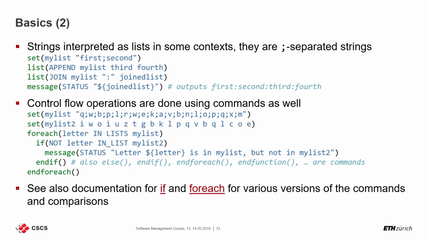Then, like in other programming languages, you have control flow operations. For example, you can iterate over a list, for each element in this list, you can do something. You can have an if on this variable. So what it's doing here is, for each element in this list, which are all these letters, a letter is assigned in each iteration with one element. Then here you check if this letter is not in the second list, you will print something.